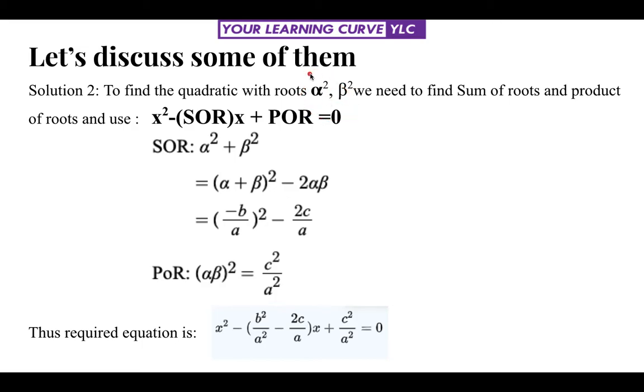Clarify this thing very clearly, that these are the new roots of the quadratic equation. Alpha beta is no more the root. Alpha square and beta square are the roots. So sum of roots will be alpha square plus beta square.